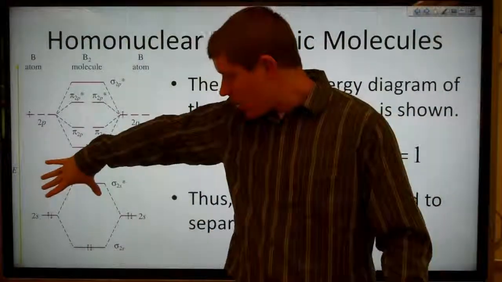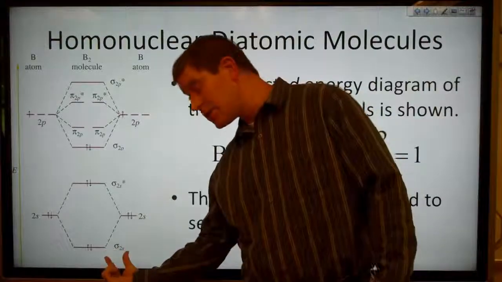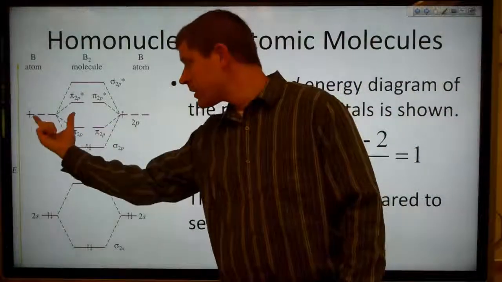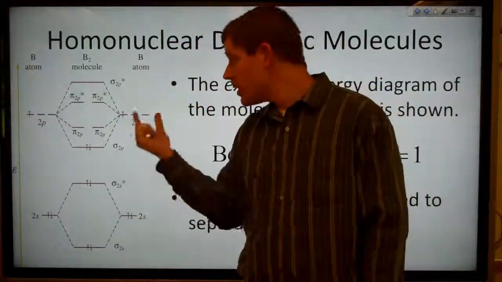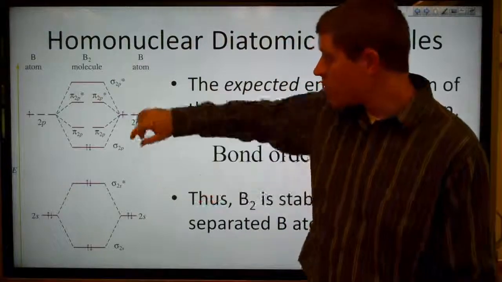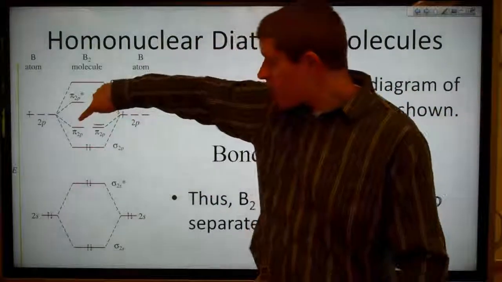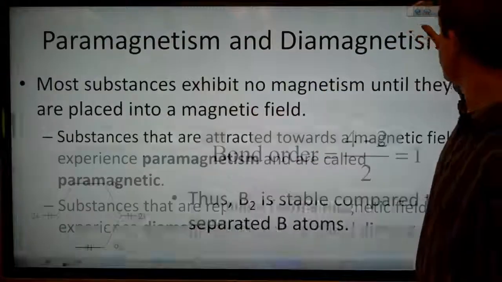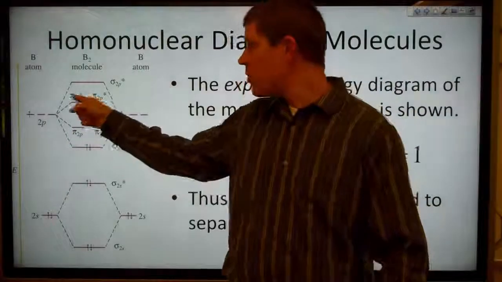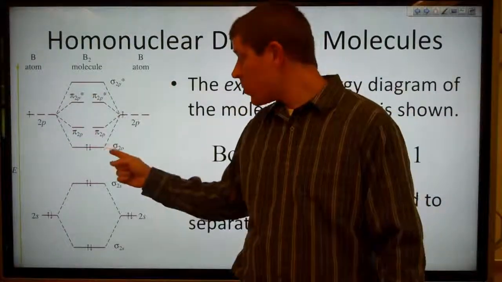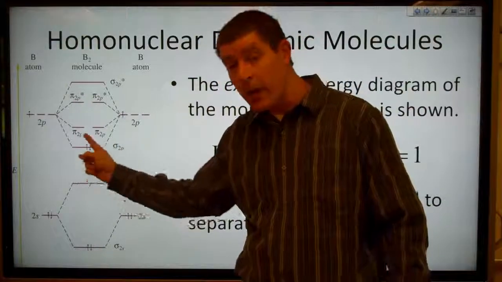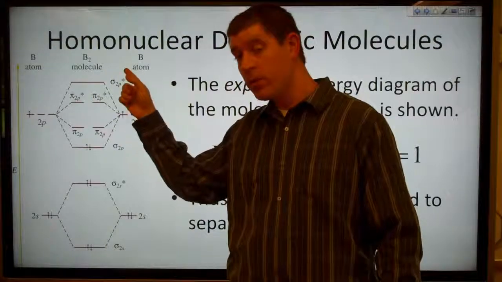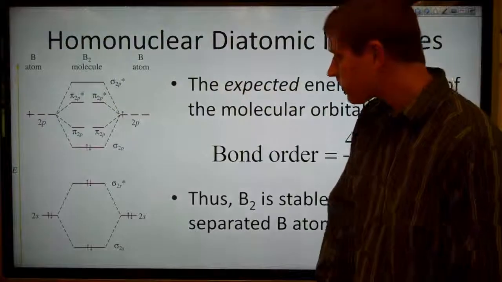So we expect the two 2s orbitals to combine to form a sigma 2s and a sigma 2s star. They'll both be occupied with 2 electrons. Then we'll have 2 electrons left, one from this atom in the 2p and one from this atom in the 2p. We'll combine those together. We'll get two pi 2p orbitals here. We'll get 2 pi 2p star orbitals up there. We'll get a sigma 2p orbital that will be occupied by 2 electrons. We'll get a sigma 2p star orbital that is not occupied by electrons up there.